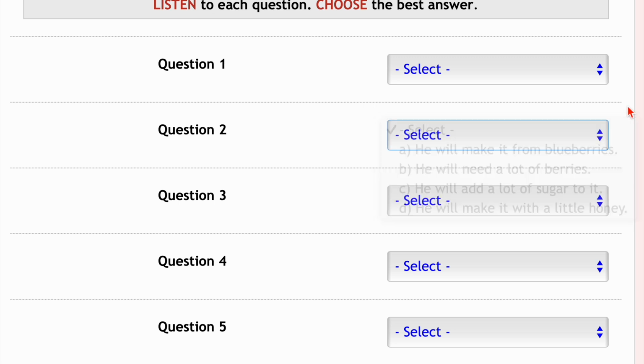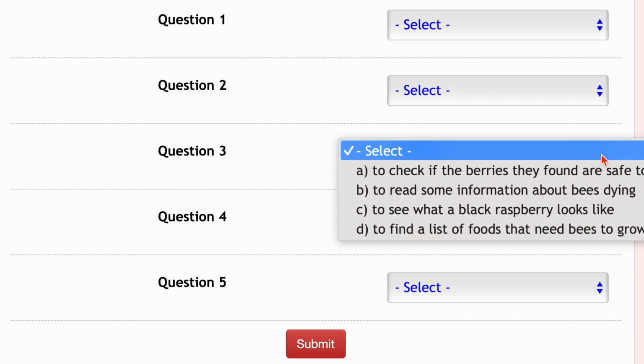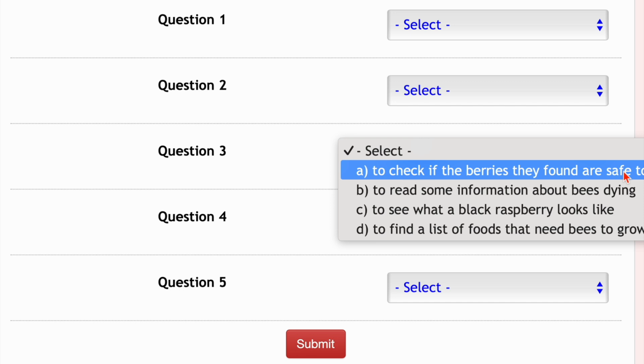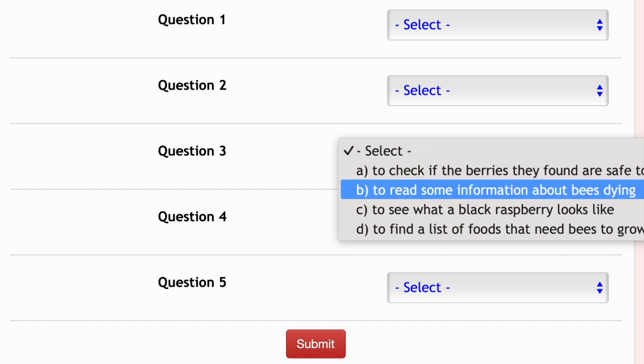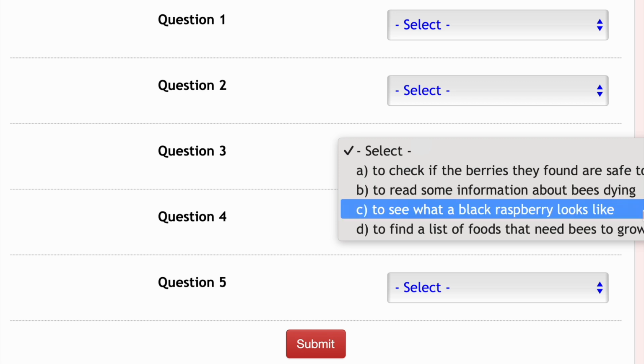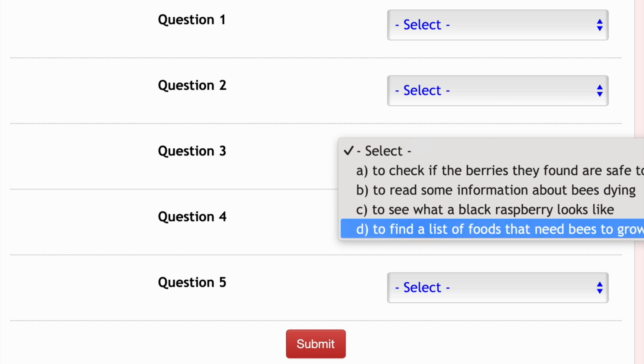Question 3. Why does the woman look at her book the second time? To check if the berries they found are safe to eat, to read some information about bees dying, to see what a black raspberry looks like, to find a list of foods that need bees to grow.